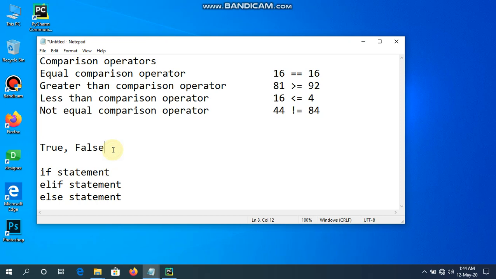I want to give you a theoretical view of what this actually is, how to deal with comparing values, how to use comparison operators, and also how to use the conditional statement. So let's jump start.